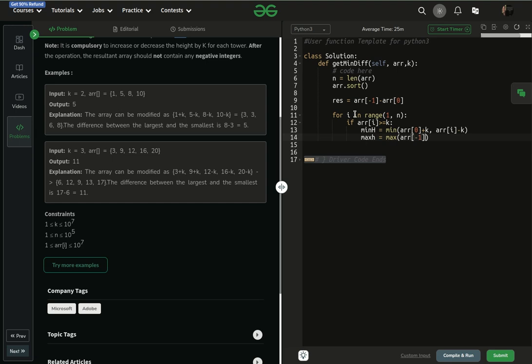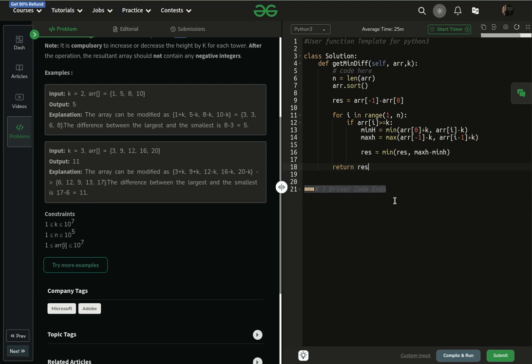comma array of I minus 1 plus k. Okay, then we will update our result value, taking the minimum of result and the highest tower, that is our max height, minus the smallest tower, that is our minimum height. Okay, and simply we will return our result.